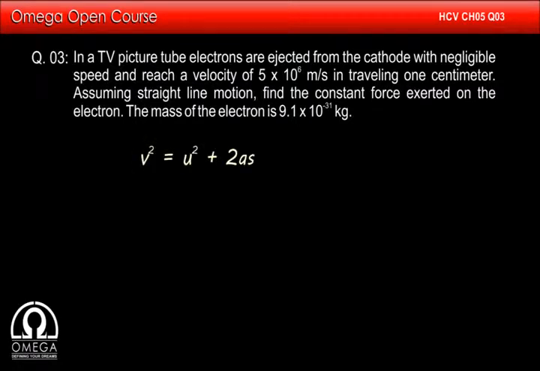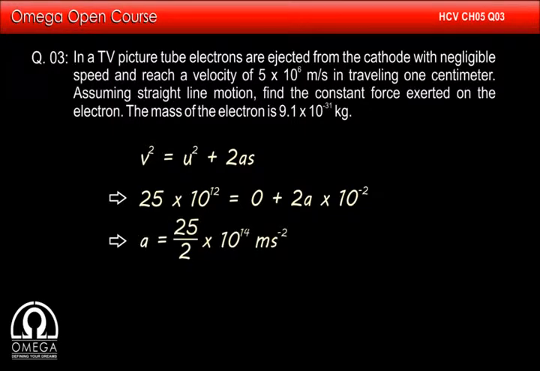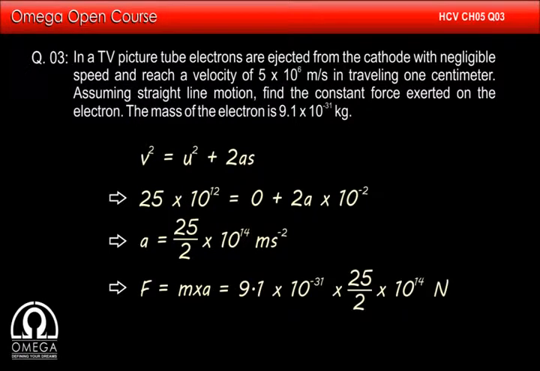From the equation of motion, we have V square is equal to U square plus 2AS. Putting the values, we get 25 into 10 to the power 12 is equal to 0 plus 2 into A into 10 to the power minus 2. Which implies A is equal to 25 by 2 into 10 to the power 14 meter per second square. Now force is mass into acceleration, that is 9.1 into 10 to the power minus 31 into 25 by 2 into 10 to the power 14 newtons. That is 1.1 into 10 to the power minus 15 newtons.